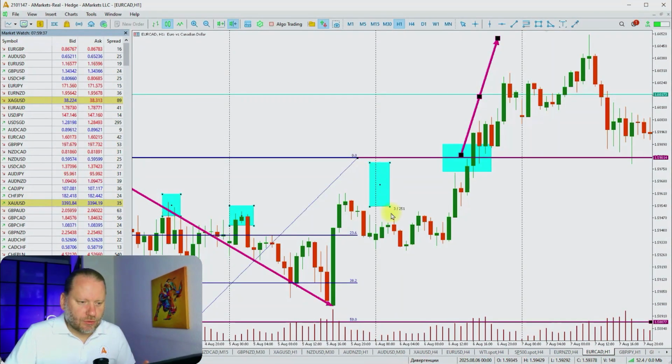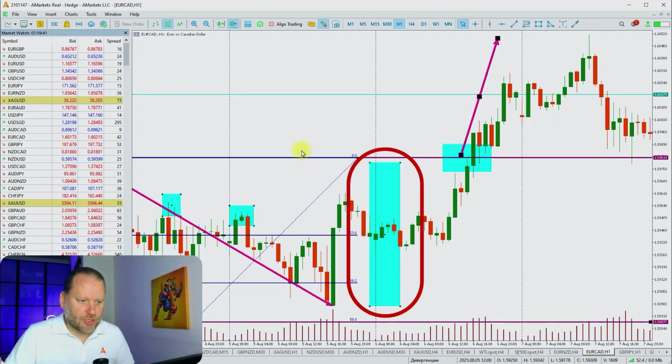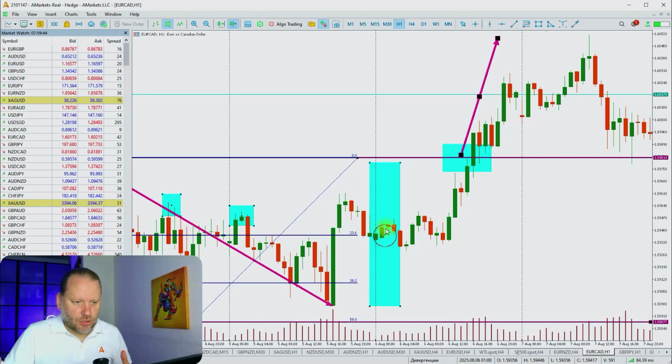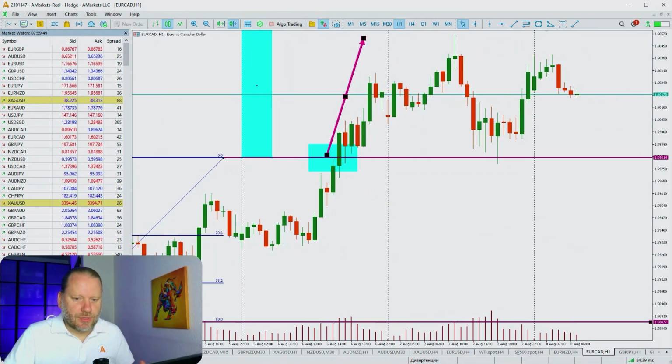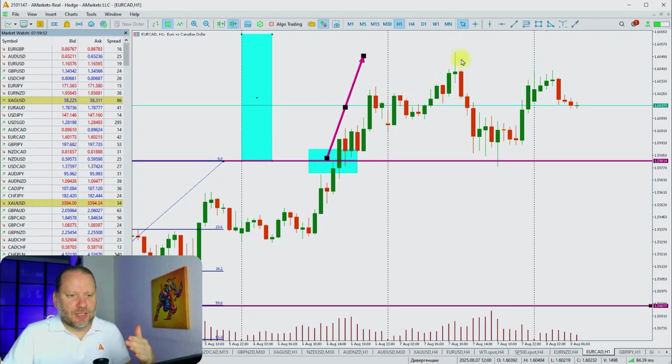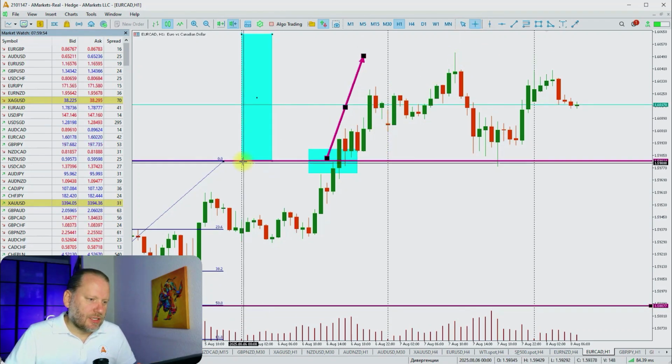Let me show it with this tool. Look, I have roughly drawn the distance that the price has traveled from the resistance line downwards. Now I'm going to move this square up, and we can see that the price, after breaking the resistance line, went upwards by about the same distance. You can measure this with a ruler.